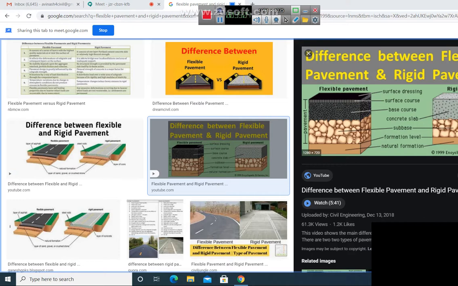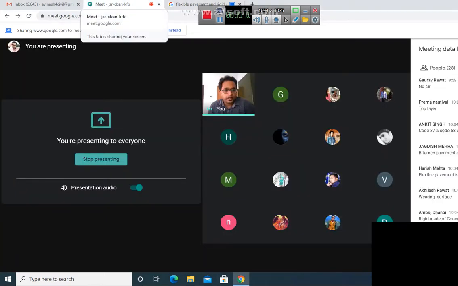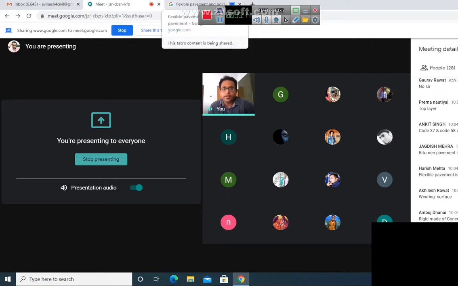Now over the subbase, you have the third layer that is known as the base course. Soil subgrade, subbase, base course, and over the top you have the surface course, on which you have a surface dressing, and this surface dressing is made with bitumen or bituminous material. That is why it is given in black color, and that is why you call a bituminous pavement a flexible pavement. Okay, I hope it is clear what is meant by a flexible pavement.